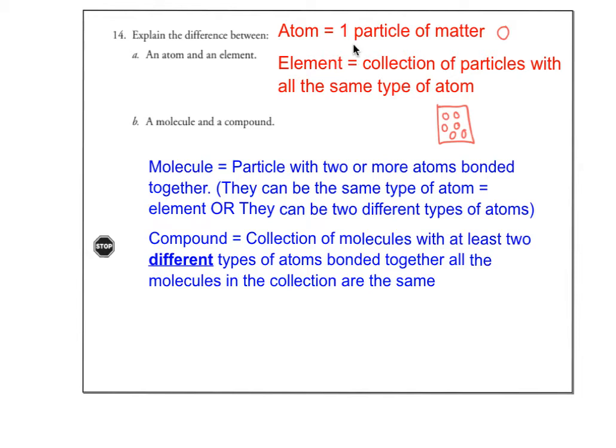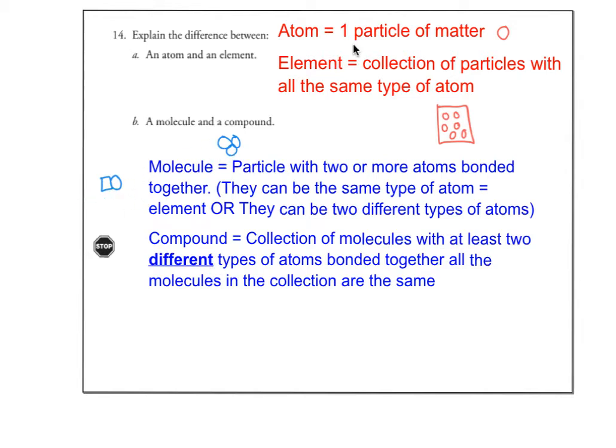Same idea with the molecule. A molecule is a particle of two or more atoms bonded together. So something like this. And just a reminder, they can be the same. So that's a molecule, or they could be something like this, three round ones. So they can be the same type of atom or different types for it to be a molecule.